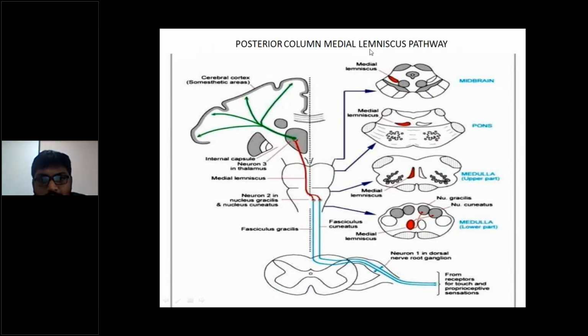So this is the posterior column medial lemniscus pathway. Okay, this is ascending, right? This is ascending. This is not descending. So receptors for touch and proprioception. See, the fibers are moving like this.